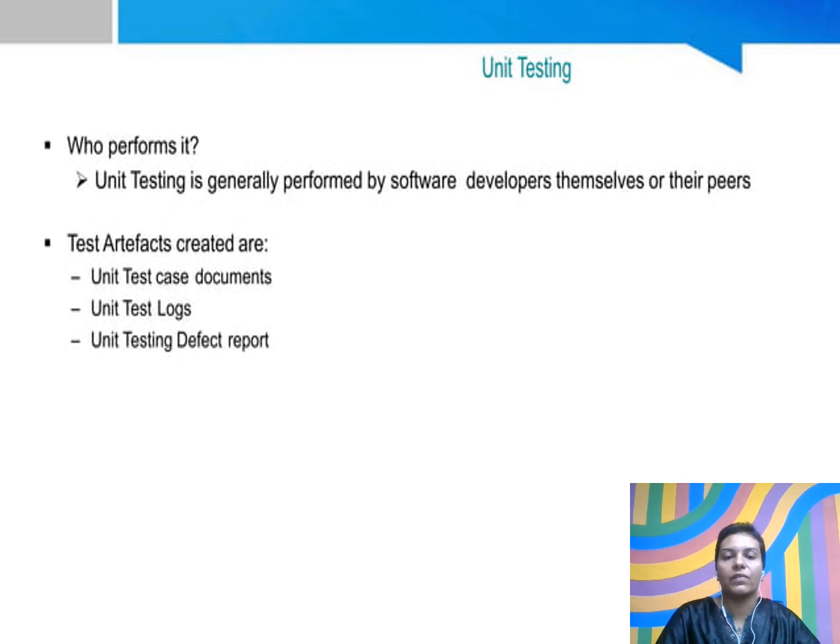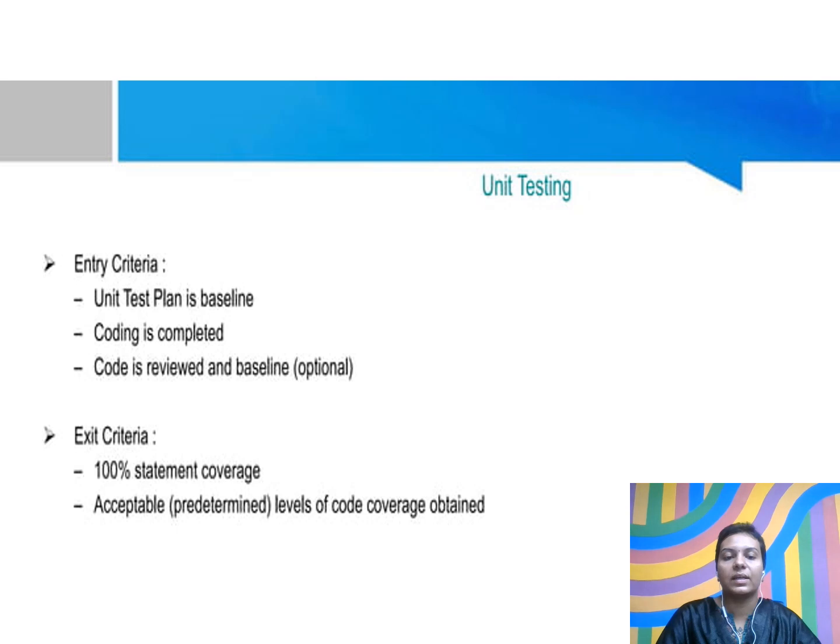Some of the artifacts of unit testing are unit test case documents, unit test logs, and unit testing defect reports. Unit testing entry criteria: the unit test plan is baselined, coding is completed, and code is reviewed. Baseline is optional for unit testing. Exit criteria: 100% statement coverage. Each and every statement of the program is tested under unit testing. An acceptable level of code coverage will be obtained in unit testing.